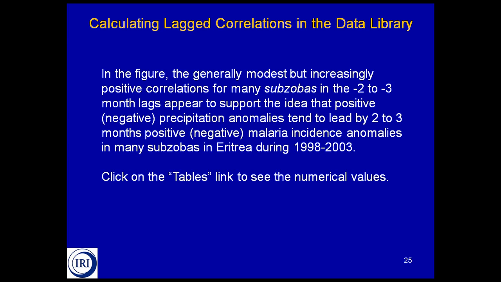And in the figure, the generally modest but increasingly positive correlations for many subzobas in the -2 to -3 month lags appear to support the idea that positive precipitation anomalies tend to lead by 2 to 3 months the positive malaria incidence anomalies in many of the subzobas in Eritrea during 1998 to 2003. It's also generally true that the negative precipitation anomalies would tend to lead the negative malaria incidence anomalies by 2 to 3 months. And if you're interested in seeing the actual values of these correlations listed, rather than just seeing them plotted on a figure like that, you can click on the tables link on the expert mode page to see a table of the numerical values.